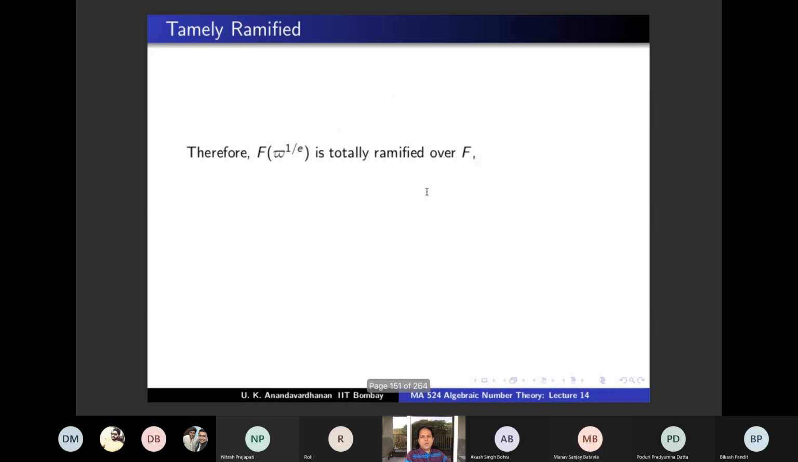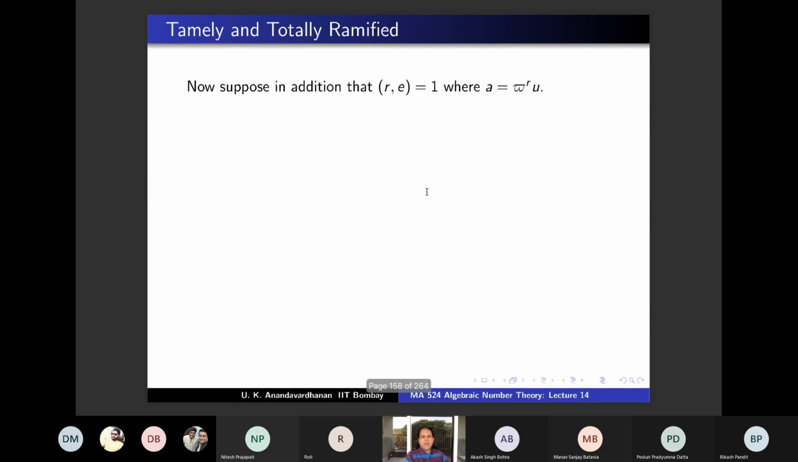So if r and e are co-prime, so suppose in addition, we have shown that K(alpha) over K is tamely ramified. And suppose you also know that r and e are co-prime. In A, if you write A equal to pi power r times u, and suppose you know that r and e are co-prime, then you know that you can find integers s and t such that se plus tr is 1. This is the Euclidean algorithm or something. So you can do this.